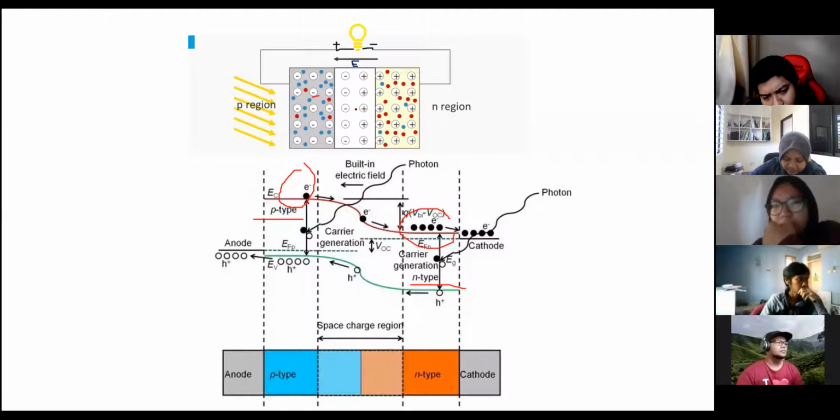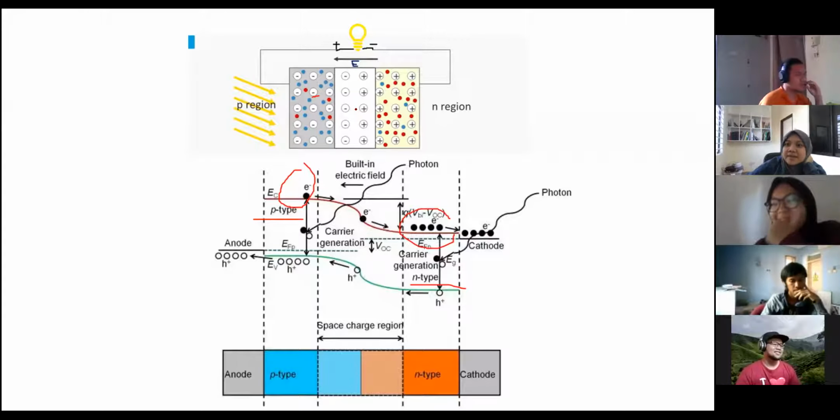No? I have a question. Yes, please. Basically you said that the current produced is due to the drift of the electrons, right? Okay. So what happened to the diffusion? Diffusion happens in the equilibrium state.